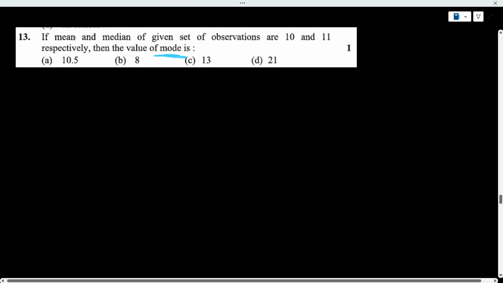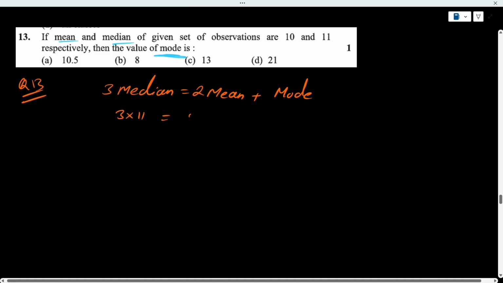Now here mean, median, mode, there is a relationship, if you remember, that you must have learned in statistics, which states that 3 median is equals to 2 mean plus 1 mode, right? So just substitute the values. This is a very easy question. What is the median here? 11. So 3 times 11 equals to 2 times 10 plus mode.